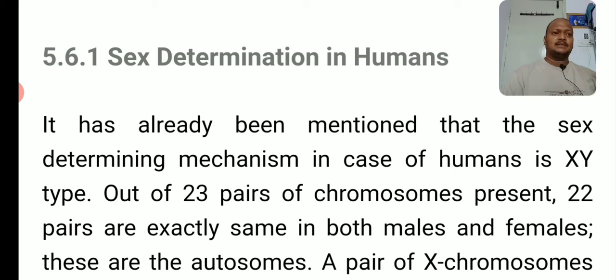The next one, gametes. What are the gametes from the females? X and X. From the males? X and Y. Okay, right. And progenies, XX and XY. Give the female and male symbols also. How many chromosomes are there? 23 pairs of chromosomes. The sex determining mechanism in humans is XY type, that means male heterogamy.